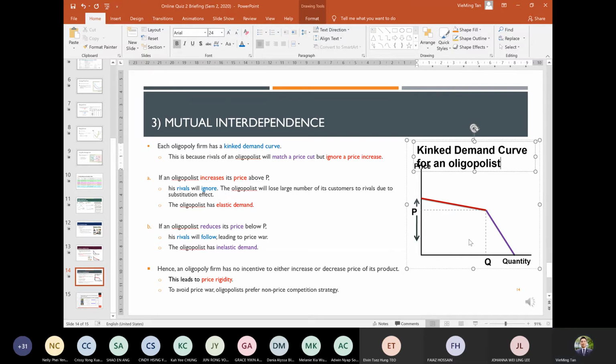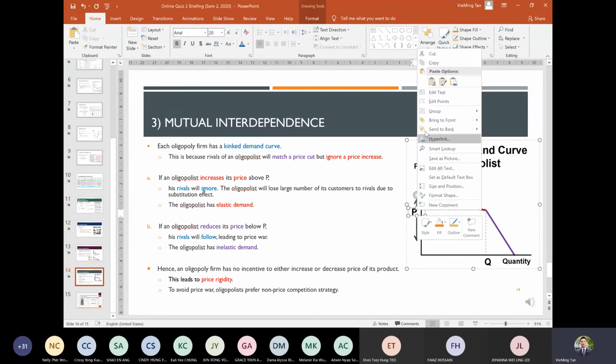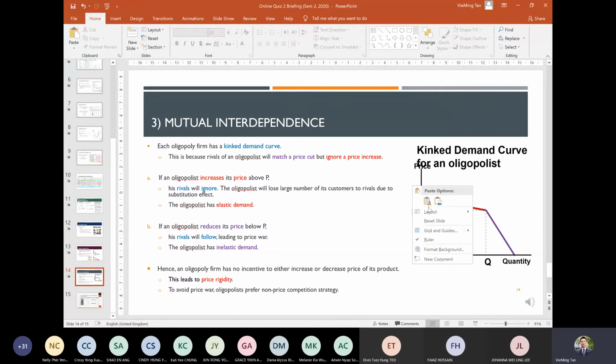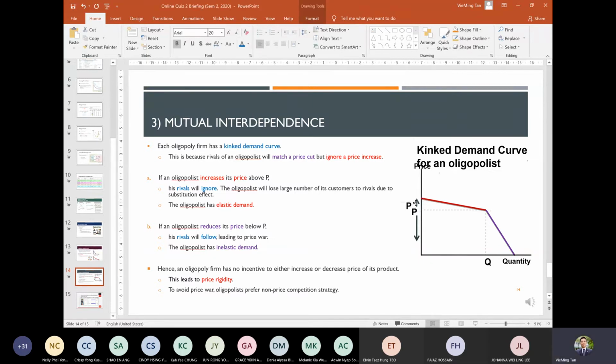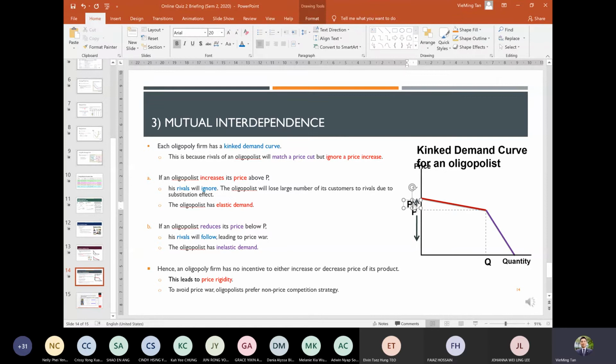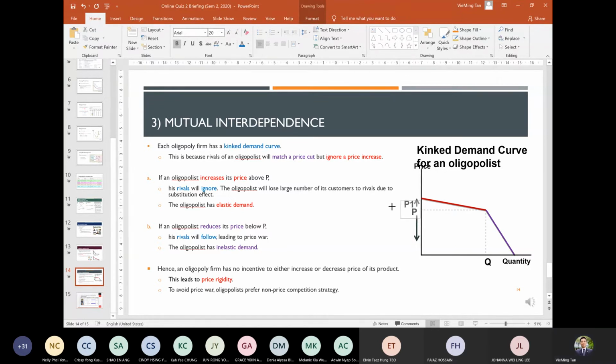Okay. So assume that now the market price is at this P level, and the quantity demanded is Q, originally. So if an individual oligopoly firm would like to increase the price to P1, other competitors in this oligopoly market will not follow.